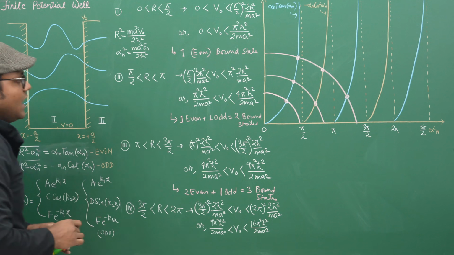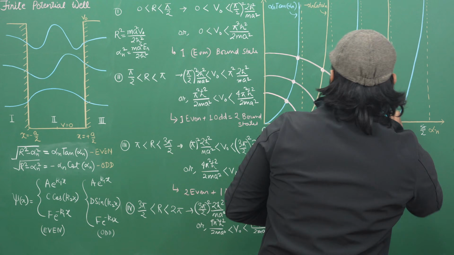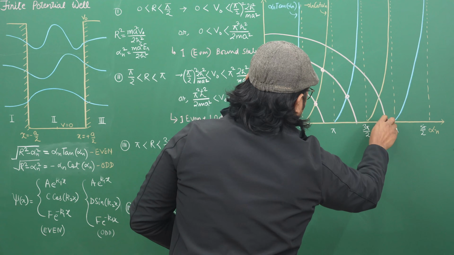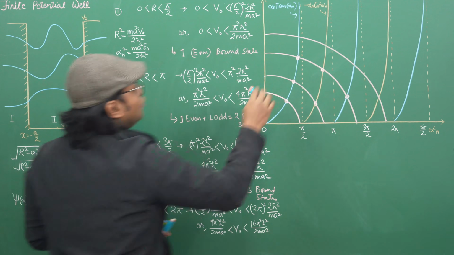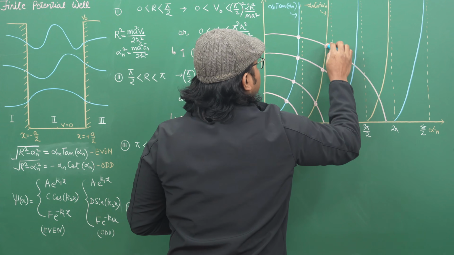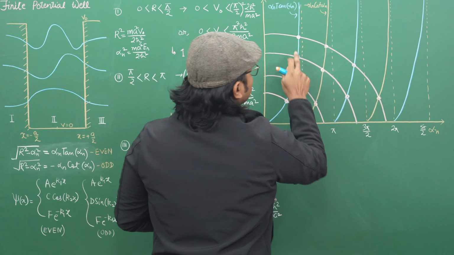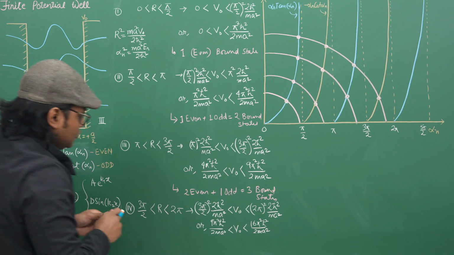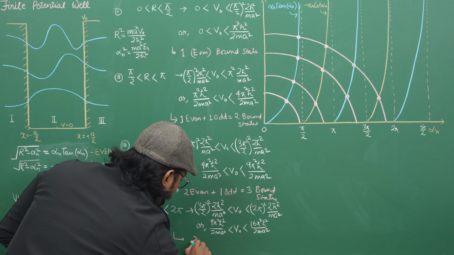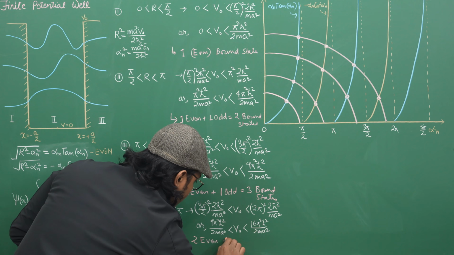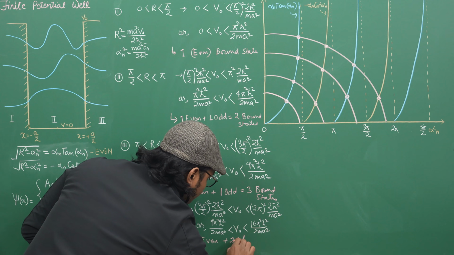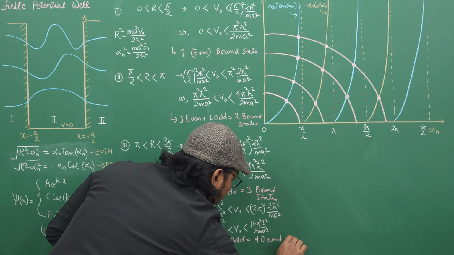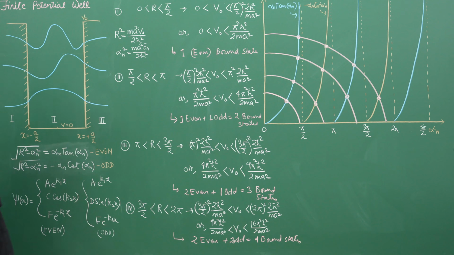In this situation I will get a circle of radius somewhere here which intersects the trigonometric functions at 1, 2, 3, 4 points. So 2 even and 2 odd states. So this gives me 2 even and 2 odd states. So I'll have 2 even plus 2 odd, which is equal to 4 bound states. And we can go on and on.